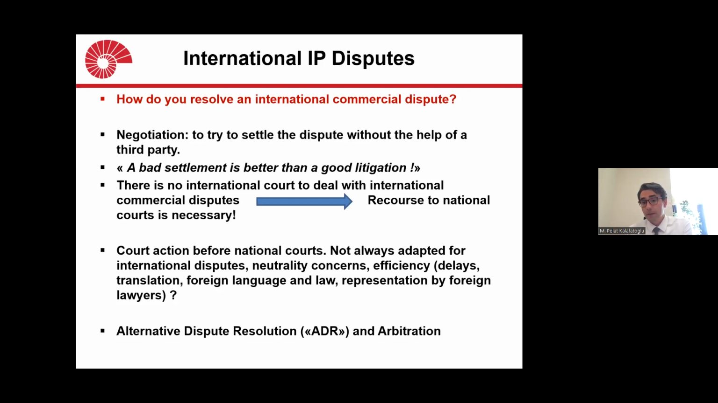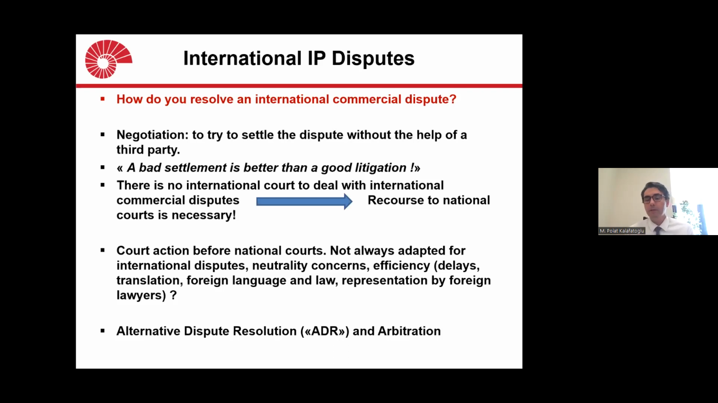If you go and claim your rights before a foreign court, you may have to defend yourself in a foreign language and under a foreign law. And finally, you will be required to be represented by a foreign lawyer. So for all these reasons, we can say that legal actions before national courts are not always completely adapted to the resolution of international disputes.